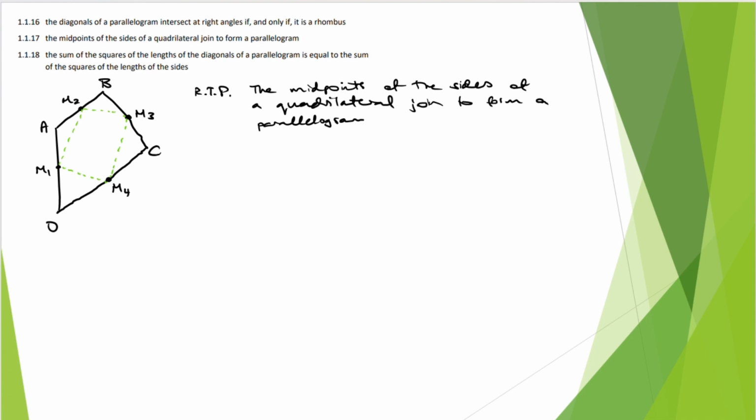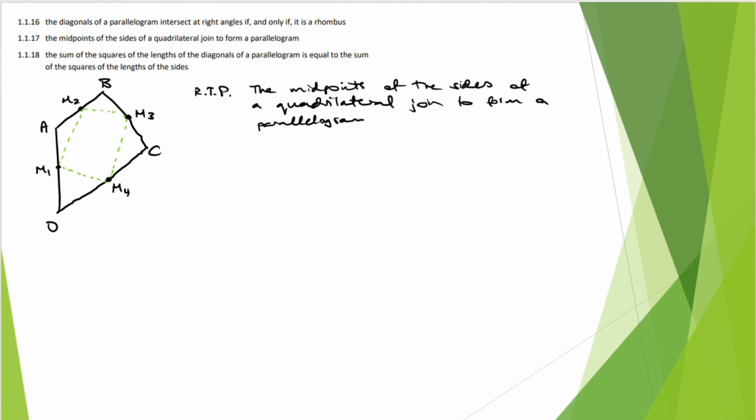So, as before, a parallelogram is defined as a quadrilateral where the opposite sides are equal in length and in the same direction. Okay, so essentially what I need to prove is that M1, M2 is equal to M4, M3, and similarly that M1, M4 is equal to M2, M3, the vectors, that is.